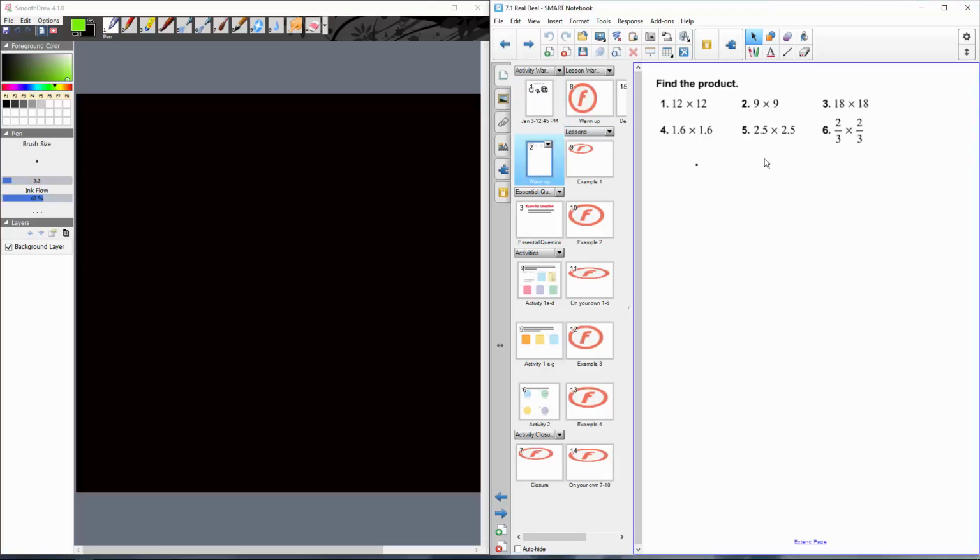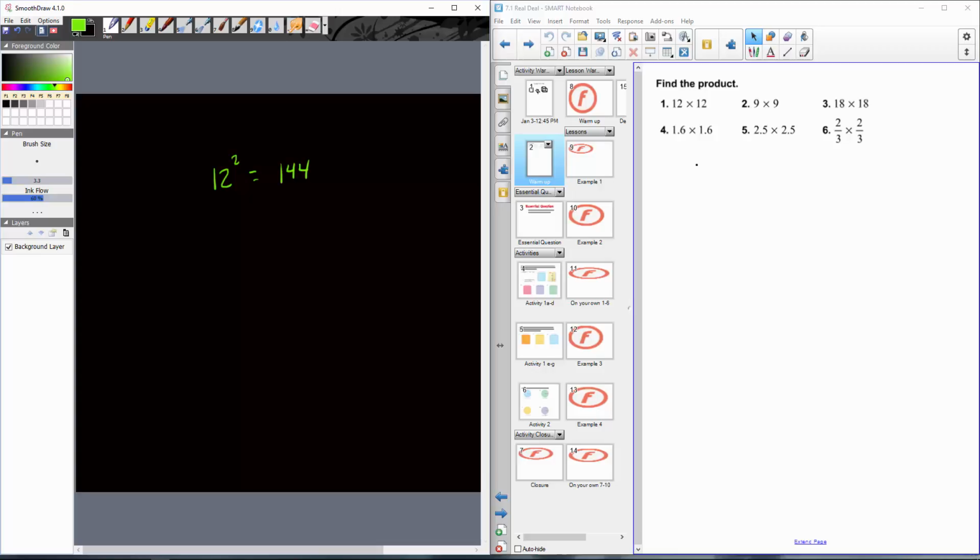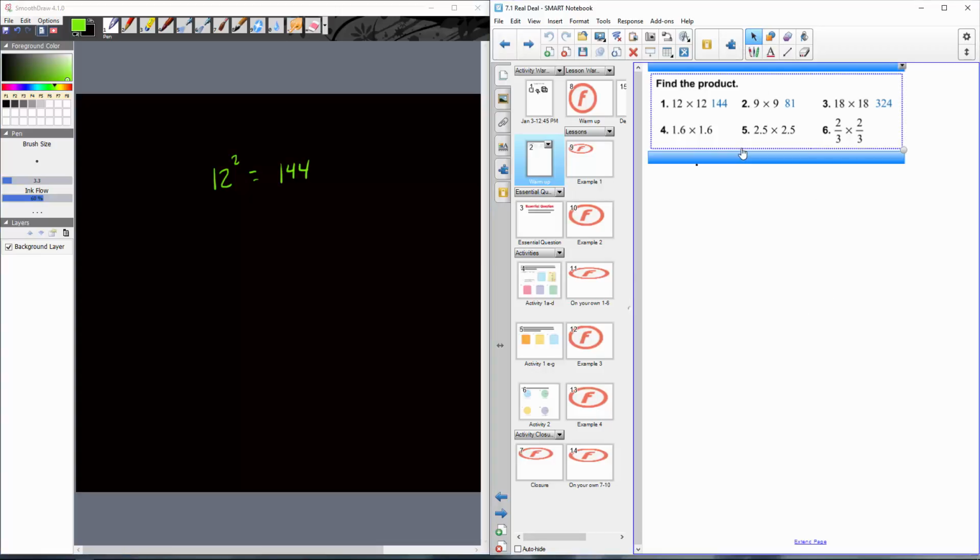So we started off with this right here where we find the product, and basically I have like 12 times 12, 9 times 9. I could think of these things a different way. I could think of it as 12 squared. And if I do 12 squared, or 12 times 12, I get 144. If you pause the video and solve them and then check it after, here are all the various values.